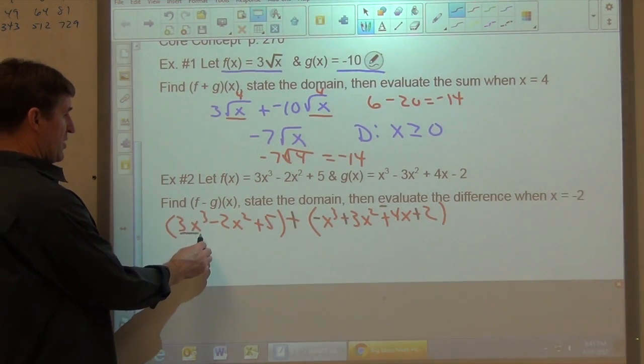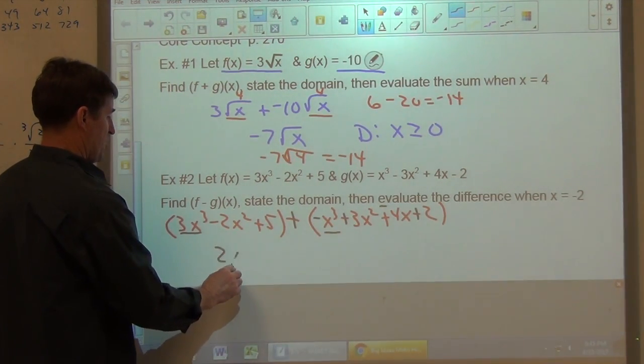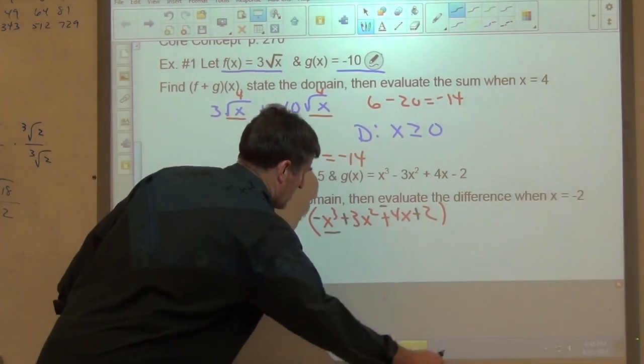So we have 3x cubed and negative x cubed, which is 2x cubed. So that's gone.